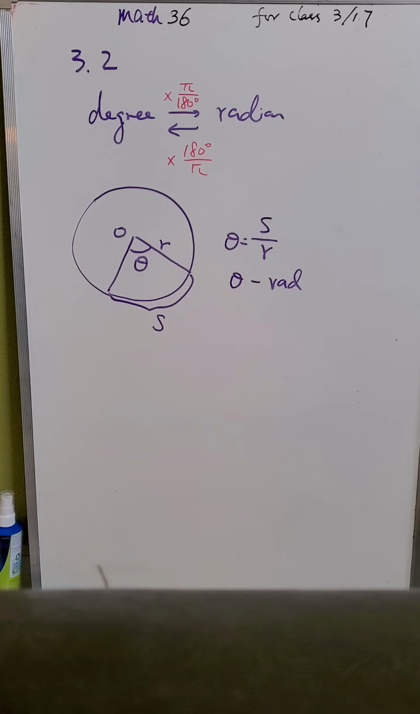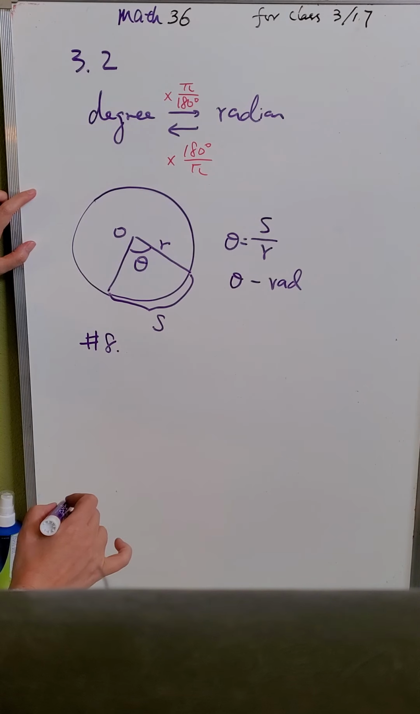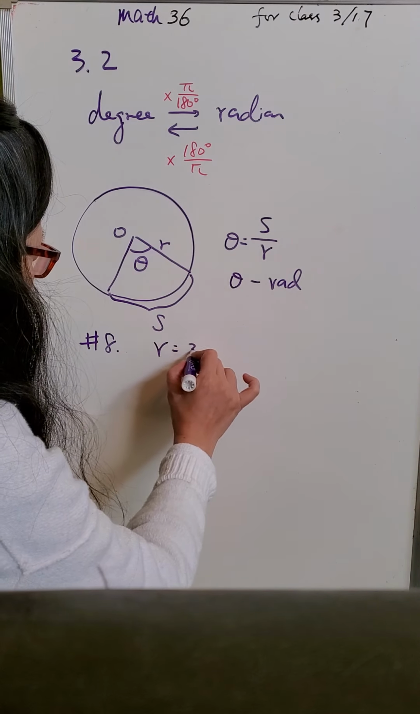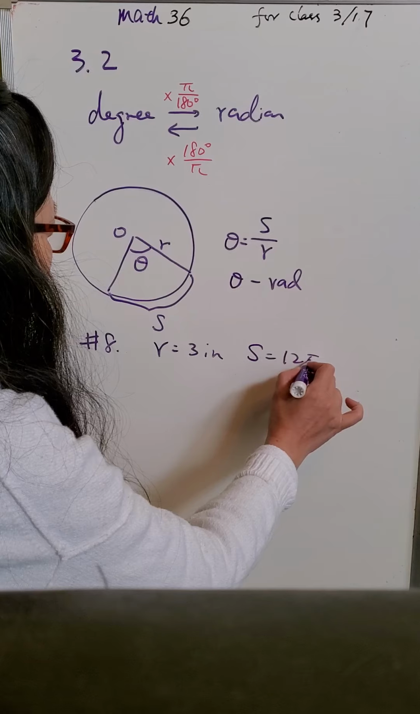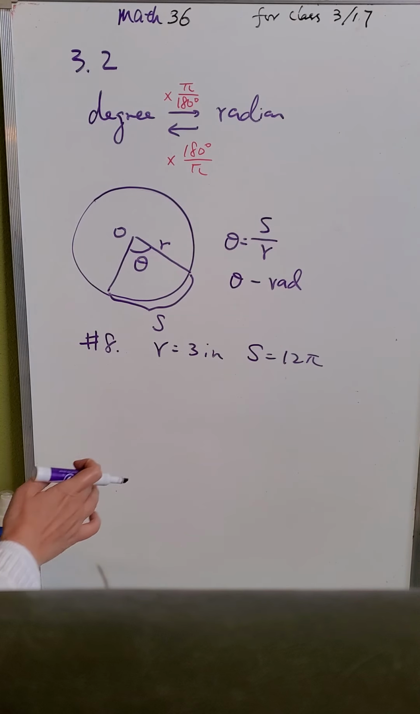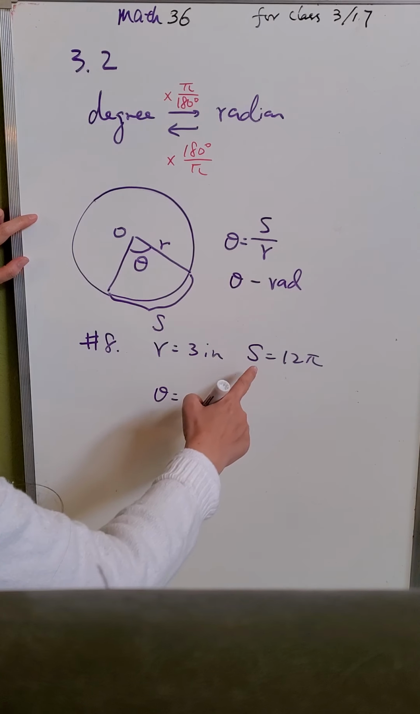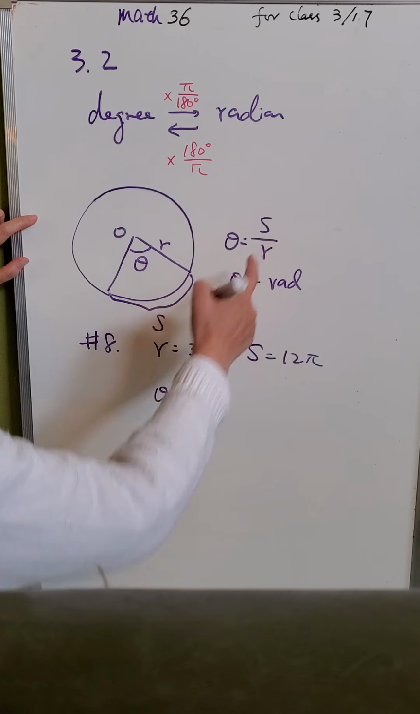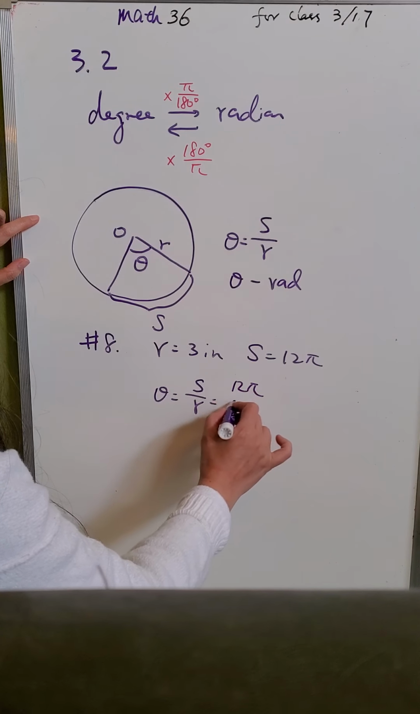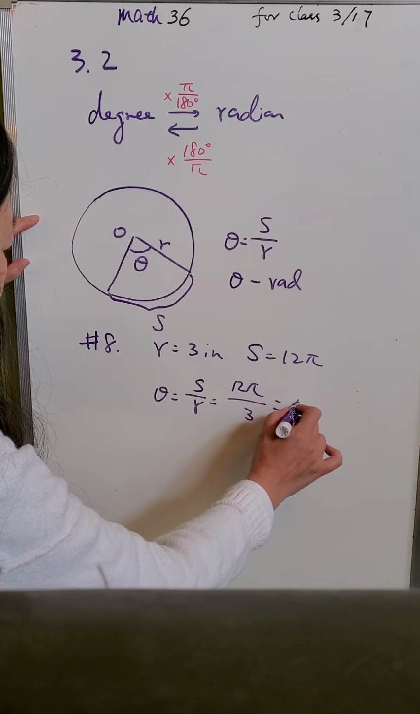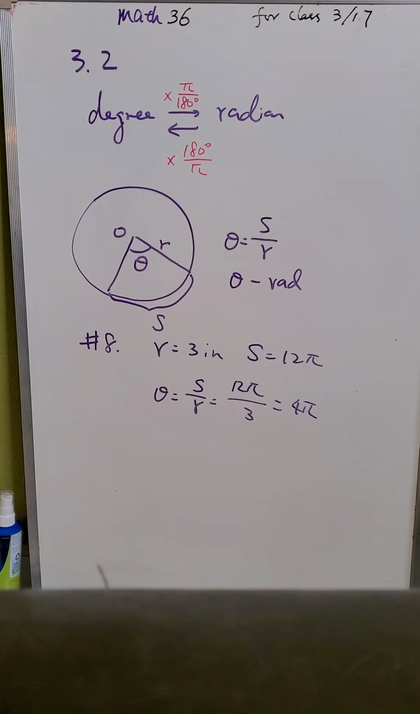Here's example number 8. We are given R equal to 3 inches and S equal to 12 pi. We want to find what theta equals, so by the formula theta equals S over R. That's 12 pi divided by 3, which is equal to 4 pi. Pi means it's a radian answer. So that's how we use this.